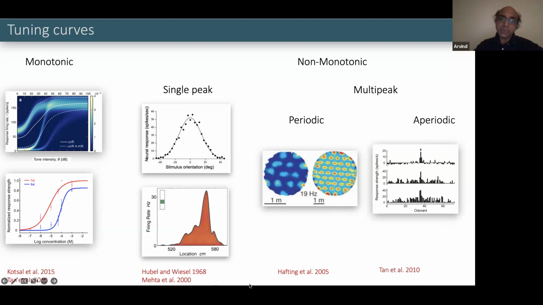Now, this is the case for stimuli where we can nicely arrange them on some axis. But in many cases we can't, and odorants are perhaps one example of that. And there what we would then say is that, well, maybe the tuning curves are not periodic, they are definitely non-monotonic, but also aperiodic. And I think this is the spectrum of tuning that we observe in the brain.